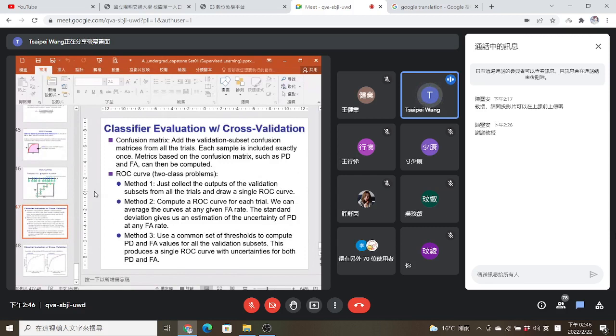If the evaluation is based on the confusion matrix itself, what you do is combine the confusion matrices of the validation subsets in all the trials in the cross-validation, and you add them together. You get a single confusion matrix. With that confusion matrix, you can compute whatever you want, like PD and FA and precision, recall, and F1 and all those things.